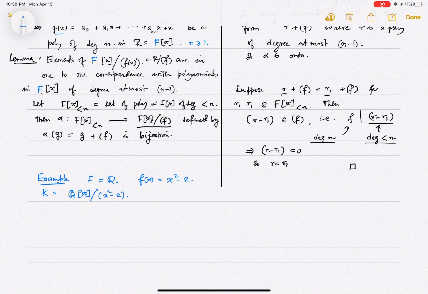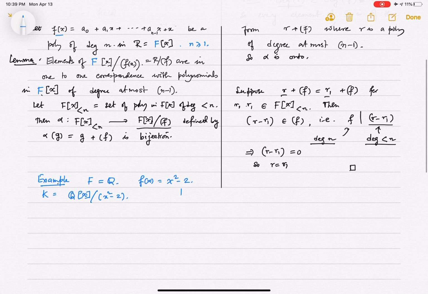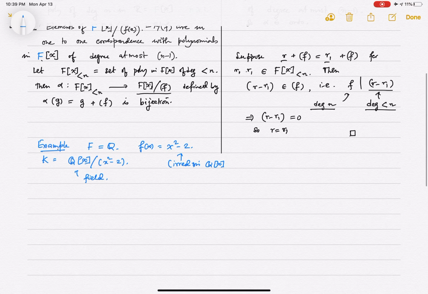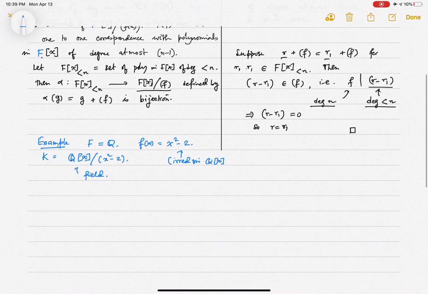By the way, this is going to be a field because this is irreducible. You can check in any number of ways that this is irreducible in Q[x]. So this is actually a field. What are the elements of this field? What you're quotienting by is a polynomial of degree 2. So the elements here are all represented by polynomials of degree at most 1. So they look like this.